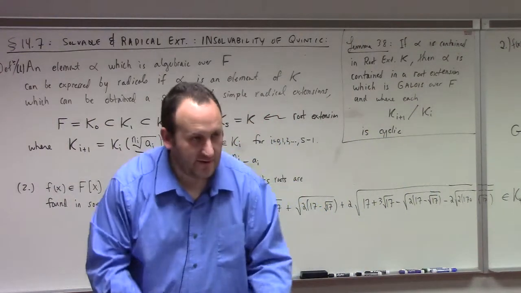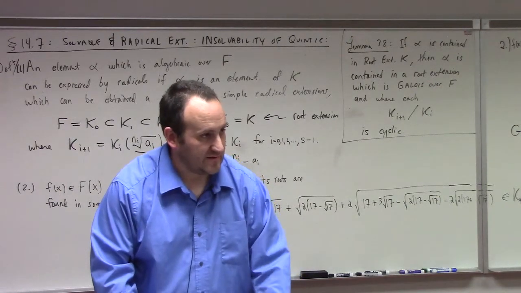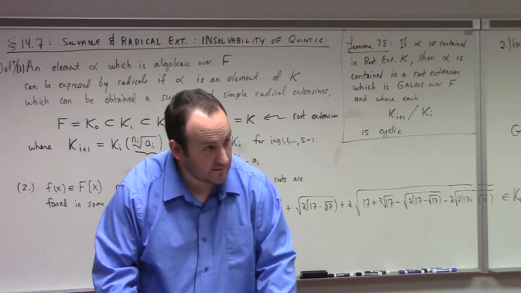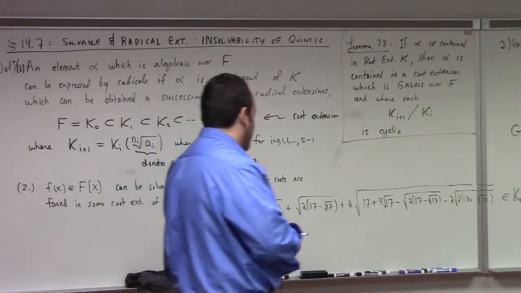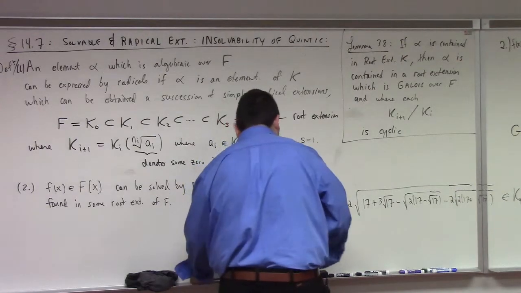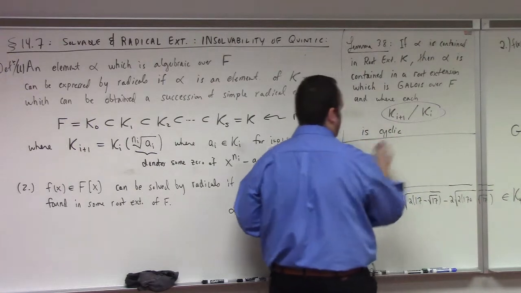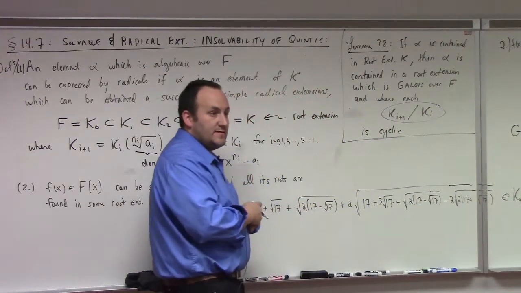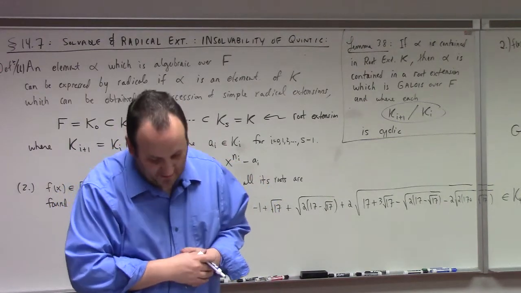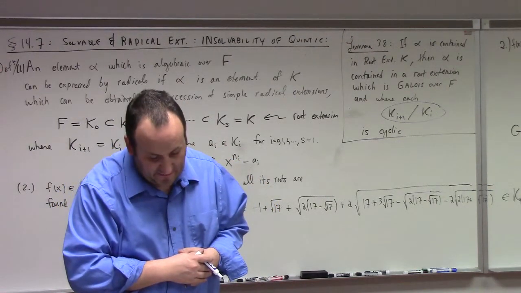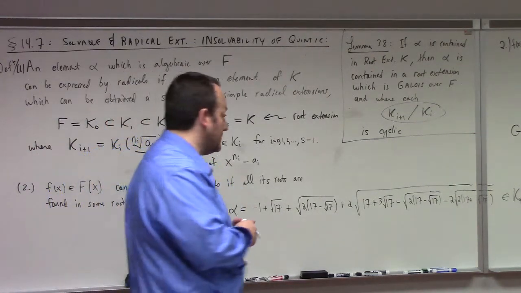I guess at this point I owe you a definition of what that means, cyclic. What does it mean for an extension of one field over another to be cyclic? Do we ever define that? What do you think that means? It's not that kind. It's a good guess, but no. The definition at the start of the section says an extension K over F is said to be cyclic if it is Galois with cyclic Galois group.